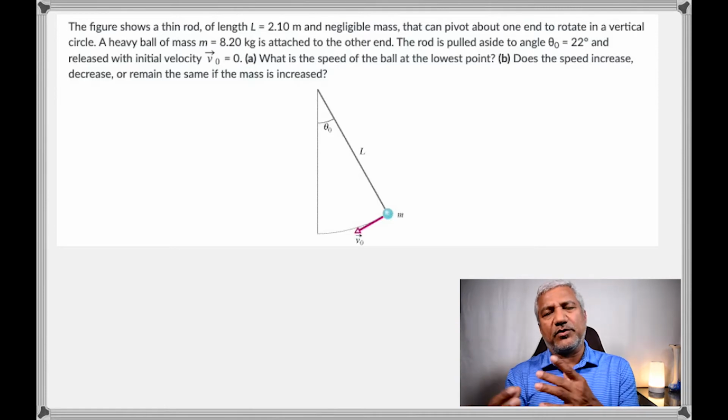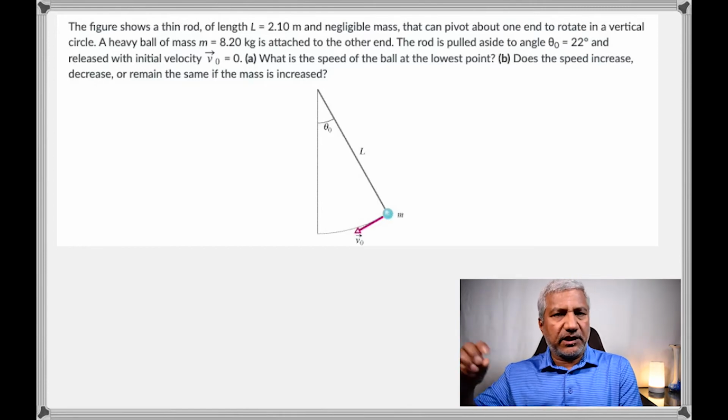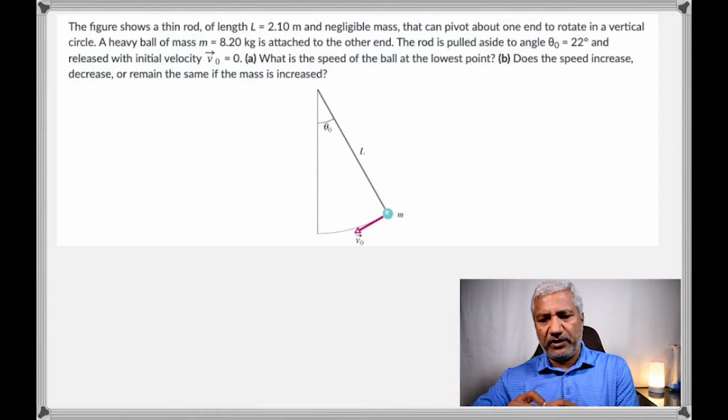Now, this is what we would call a compound pendulum. It's not a simple pendulum. It's a rod, and it's oscillating. We have to find the speed of the ball at the lowest point, and then at part B, does the speed increase, decrease, or remain the same if the mass is increased? The second part especially is very important. The answer is going to be surprising, at least for some.